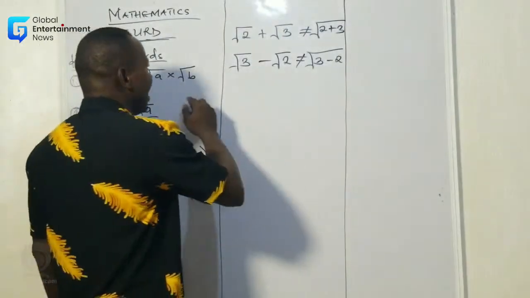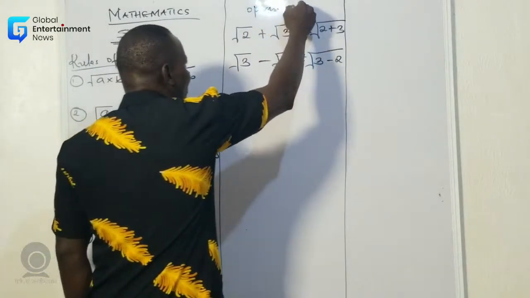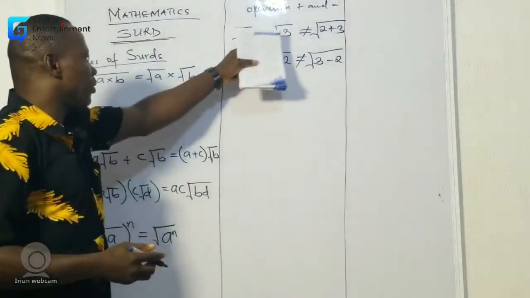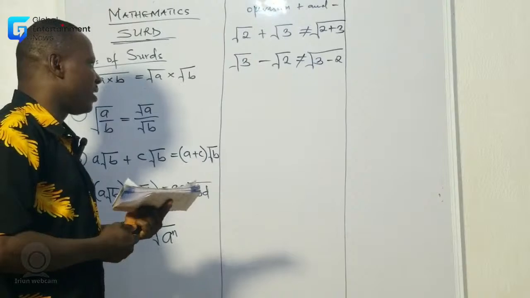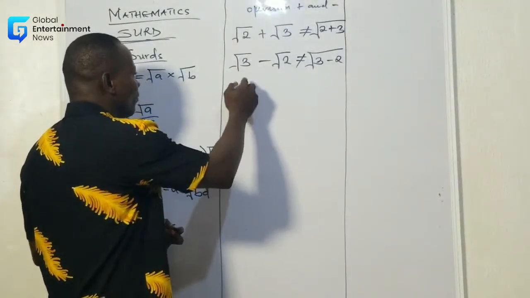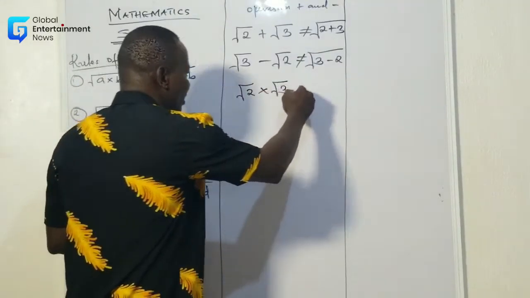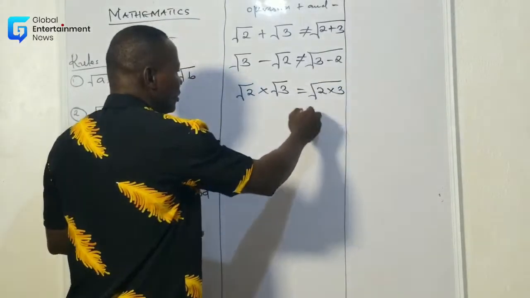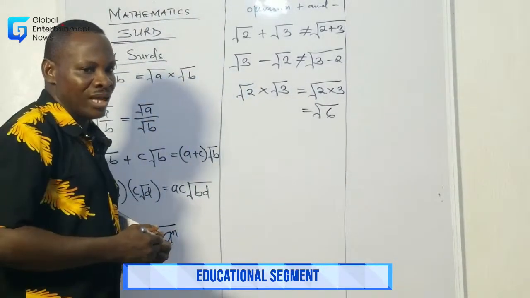That means that when we talk about the operations of plus and minus with different roots, the operation under surd is not going to work. But what about multiplication? If you have root 2 times root 3, this is equal to root of 2 times 3, which is going to eventually give us root 6.